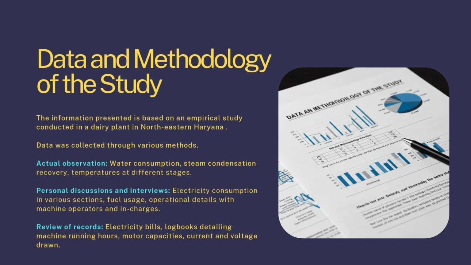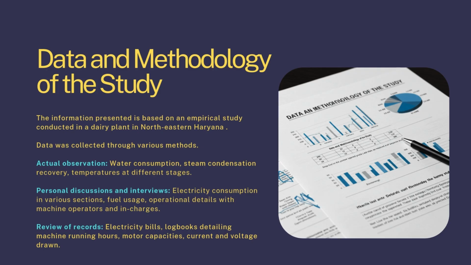This included actual observation, where researchers looked at water consumption, steam condensation recovery, and temperatures at different stages of the process. There were also personal discussions and interviews, where they covered electricity consumption in various sections, fuel usage, and operational details, with machine operators and those in charge. And finally, a review of records, which involved looking at electricity bills and logbooks detailing machine running hours, motor capacities, and current and voltage drawn.